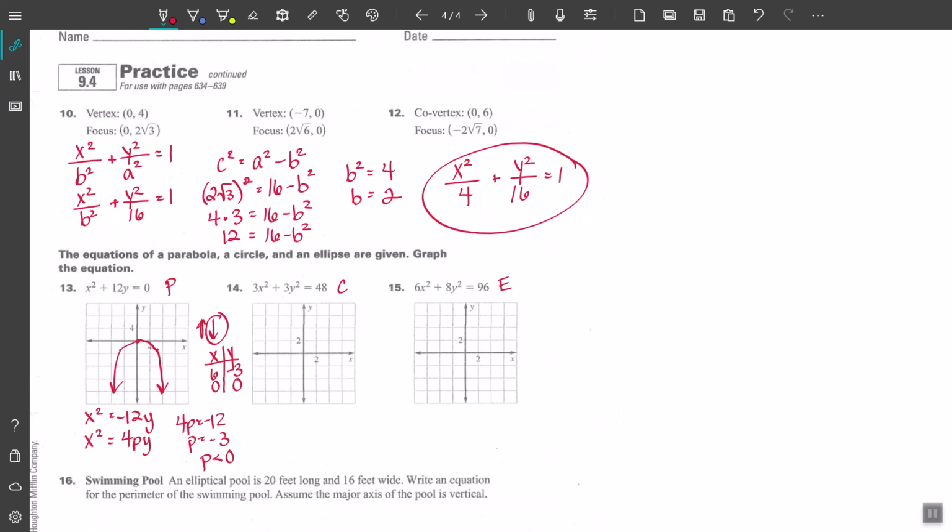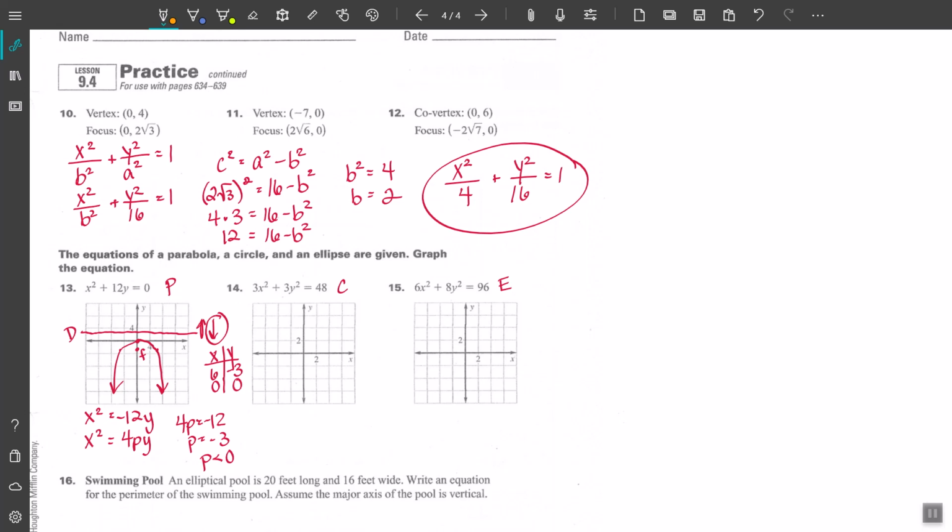All right, remember again, just as a reminder, the p value is your focus. So that's on the inside of the parabola. So that would be this right here. Your directrix is going to be exactly the same distance away from the vertex. So that will run up here at a +3 for your directrix.